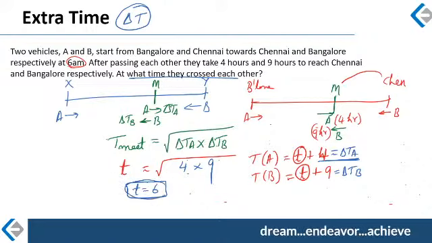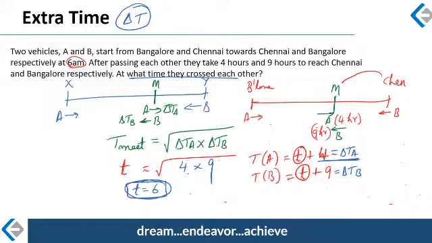6 hours is what they require. From when? From 6 o'clock, because the journey started at 6 a.m. and then 6 hours is required. What is the answer therefore? Therefore, the answer is 12 noon, 12 p.m.